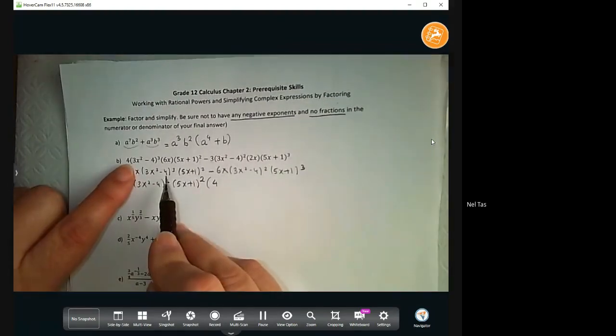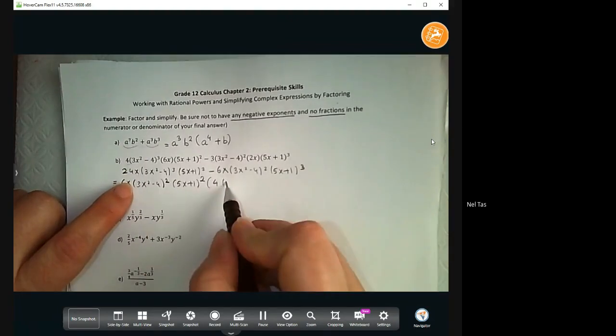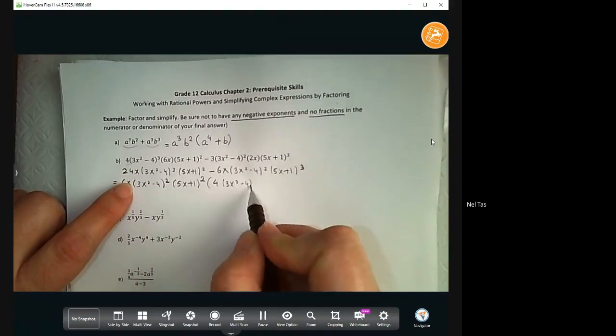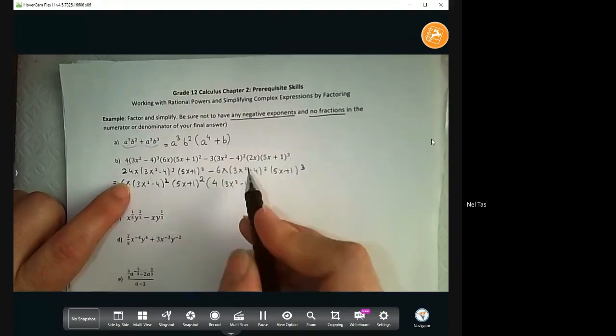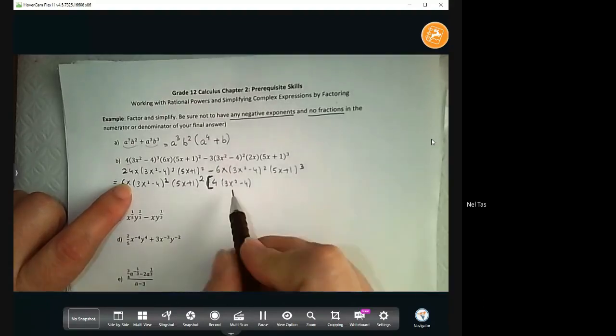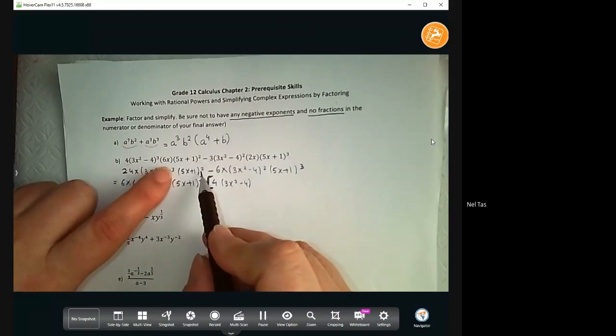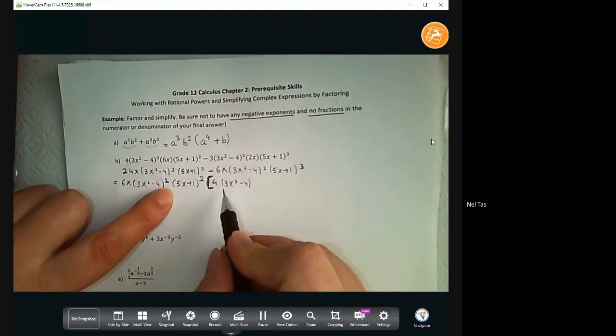3x squared minus 4 cubed divided by 3x squared minus 4 squared. You keep the base, which is 3x squared minus 4, and subtract the powers. 3 minus 2 gives you 1. I'm going to make this bracket a square bracket. All right. So now divide 5x plus 1 squared by 5x plus 1 squared. That is 1. Okay, so we divided the first term.